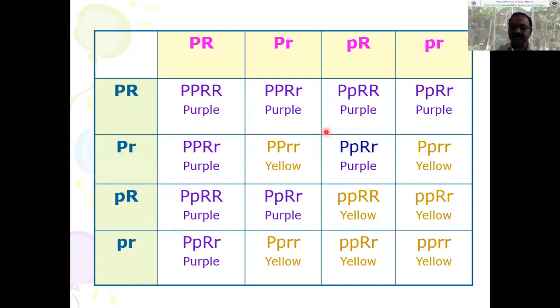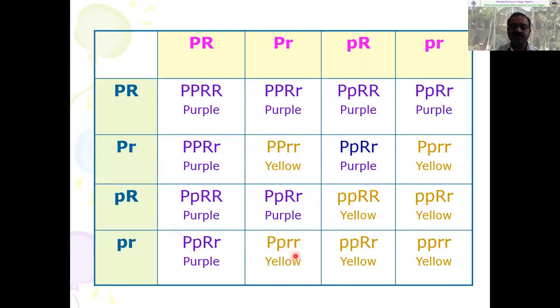Only the genotypes or crosses where we have small rr or small pp, either small rr or small pp, would be yellow. Here this is a small r, because of this small r it is yellow. Here again, because of small r it is yellow. In this case there is a small pp coming together with a capital R. Even though there is a capital R, you can see that it is yellow. Similarly, this is yellow due to the small pp.